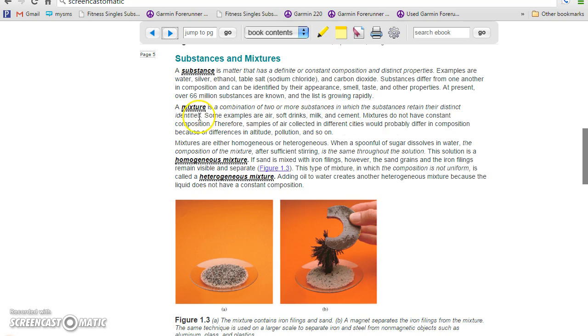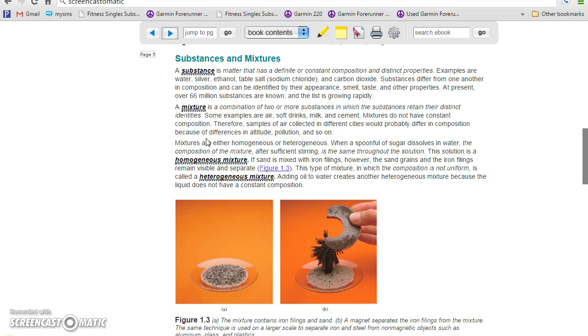Mixtures do not have constant composition. That's why you can't really study them. If it's always 80-20, for example, you're good to go. And that's the nice thing about molecules, is they have a fixed composition. You know it once, you know it forever. Therefore, samples of air collected in different cities would have different composition. And so mixtures can be confusing.